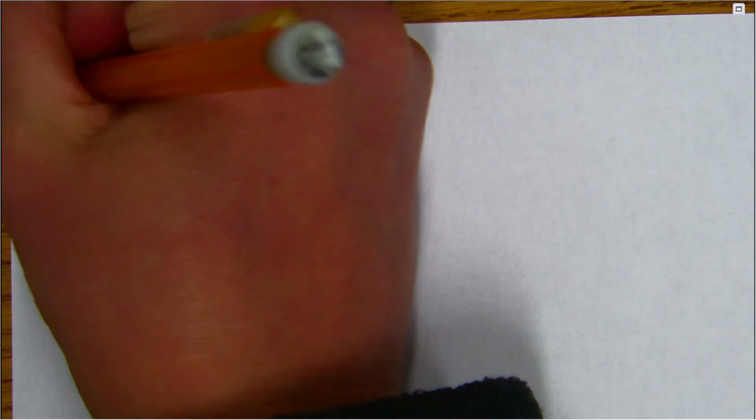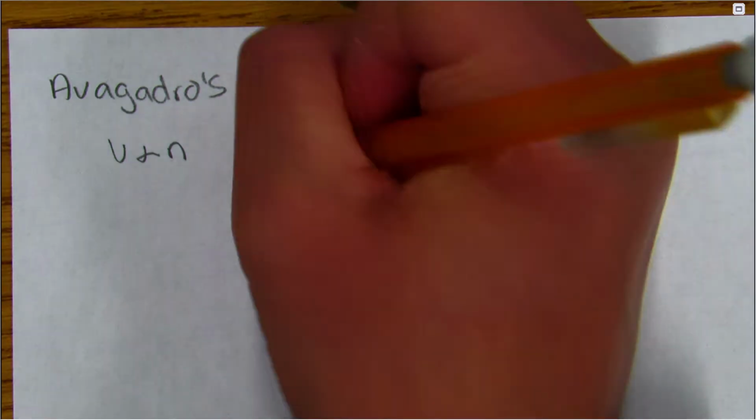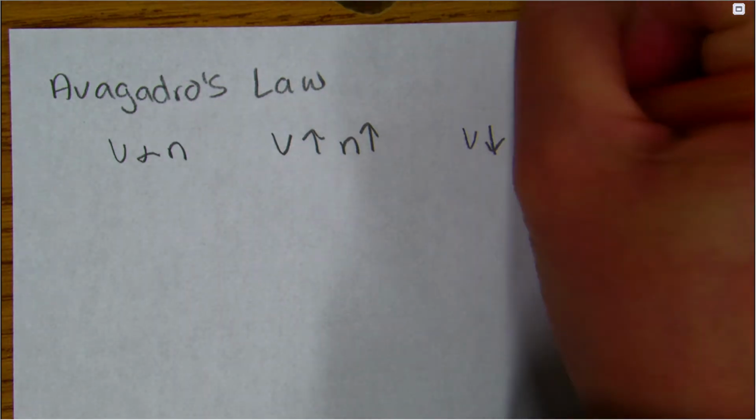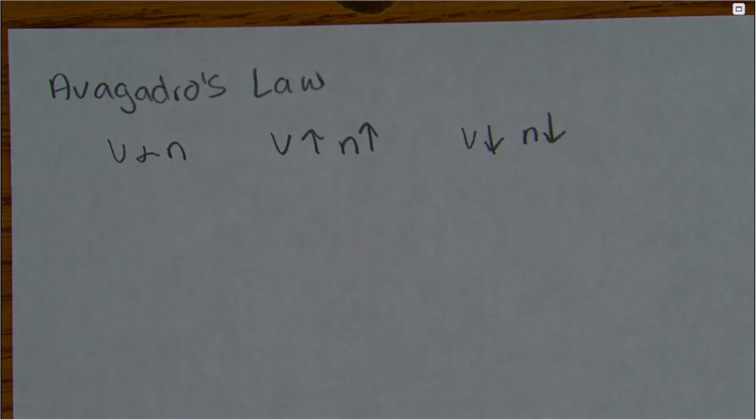So let's look at a couple of different gas laws. The first law that we're going to look at is Avogadro's law. Avogadro's law is the relationship between volume and n, where n is the number of moles. They are directly proportional, so it's a direct relationship. As volume increases, the number of moles increases. As volume decreases, the number of moles decreases.